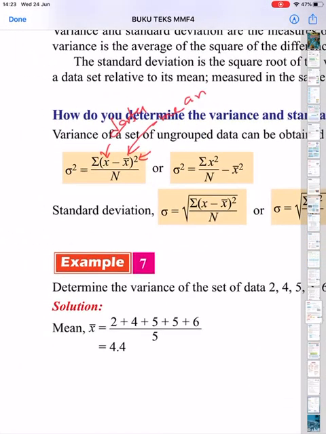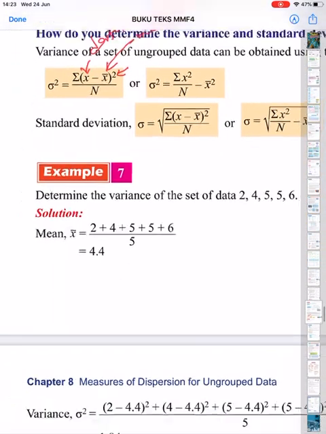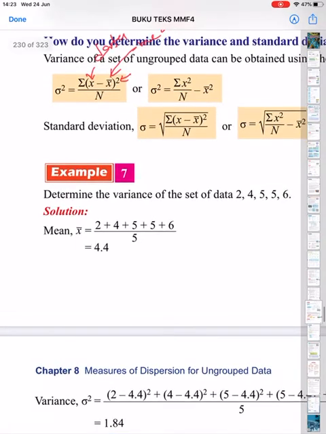Look at example 7. Determine the variance of 2, 4, 5, 5, 6. First of all, we must calculate the mean. We add up all the numbers and then divide by how many numbers there are: 1, 2, 3, 4, 5. So 2 plus 4 plus 5 plus 5 plus 6 divided by 5 equals 4.4.